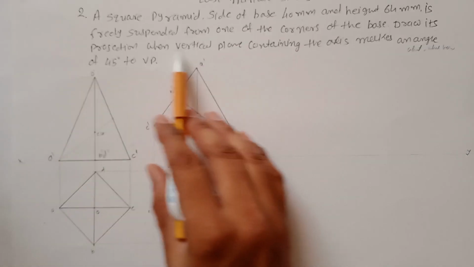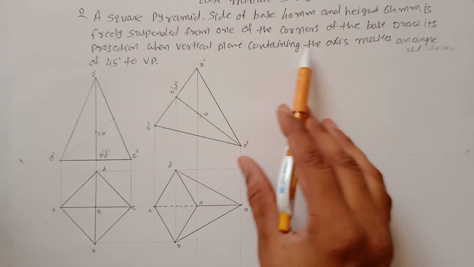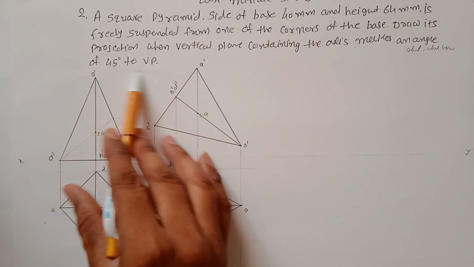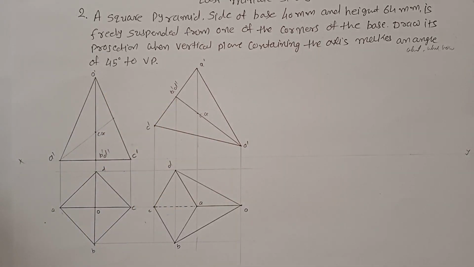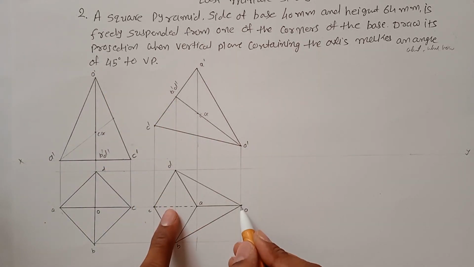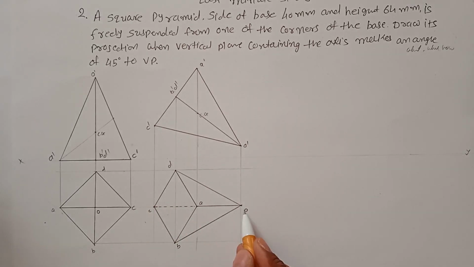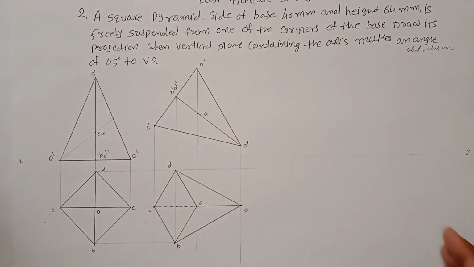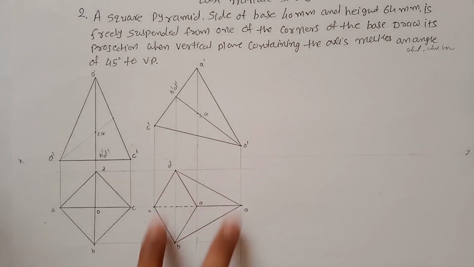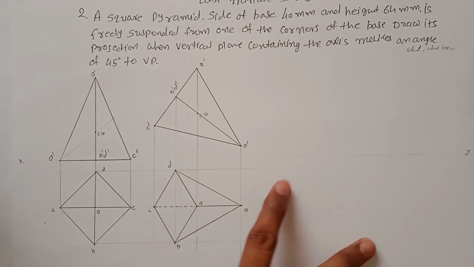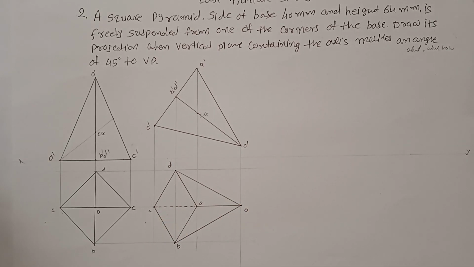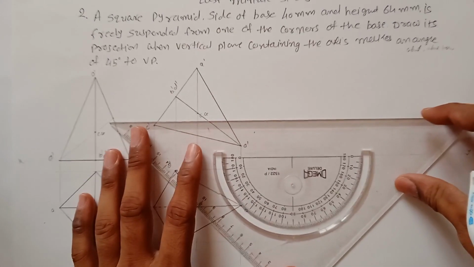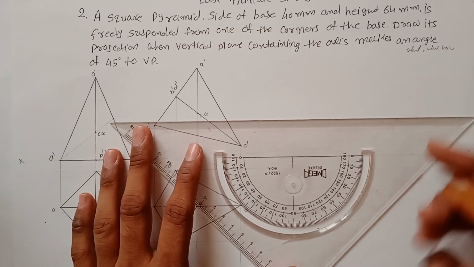Now draw its projection when the vertical plane VP containing the axis makes an angle of 45 degrees to the VP. So this is the axis, and this axis is making an angle of 45 degrees with the VP, so you have to rotate this at an angle of 45 degrees over here. Right now it's parallel to the XY line or VP, so make it 45 degrees. So first of all we just draw a line at an angle of 45 degrees.